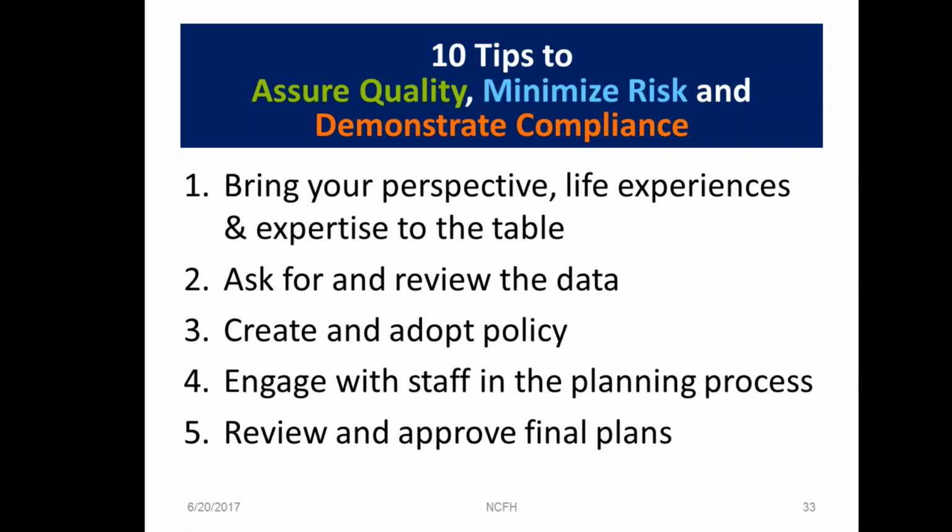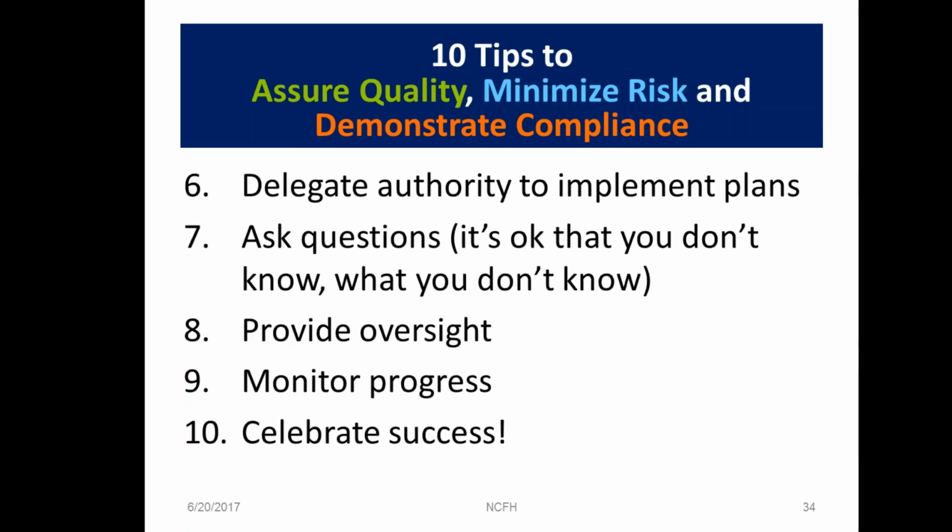Ask and review the data. Create and adopt policy. Engage with staff in the planning process. They shouldn't be isolated from the other. And then review and approve final plans. All too often we ask staff to create the plans, but we don't bring them back for approval by the board. Number 6, delegate authority to implement plans.